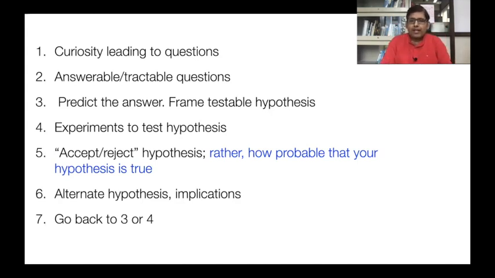Rather, more accurately, you would make a statement about how probable it is that your hypothesis is true. This is what we aim to achieve at the end of this process. Then you look at all the alternate hypotheses and their implications, and you make a body of work, and then you kind of repeat the cycle, right? So this is the scientific method, the methodology of science or acquiring knowledge that we are familiar with and that a research student must know.